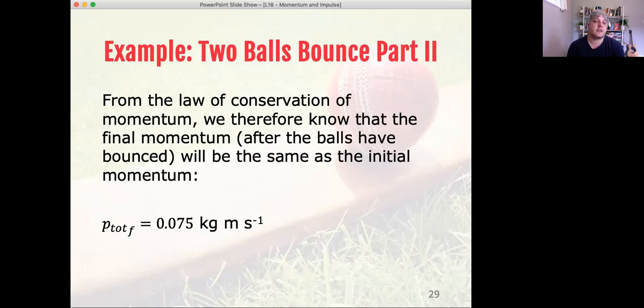From the law of conservation of momentum, we therefore know that the final momentum, after the balls have bounced, will be the same as the initial momentum. This is assuming there are no external forces. There's nothing else acting on these balls as they bounce off each other, just the balls bouncing off each other. That means that the total final momentum will be the same as that initial total momentum of 0.075 kilogram meters per second.